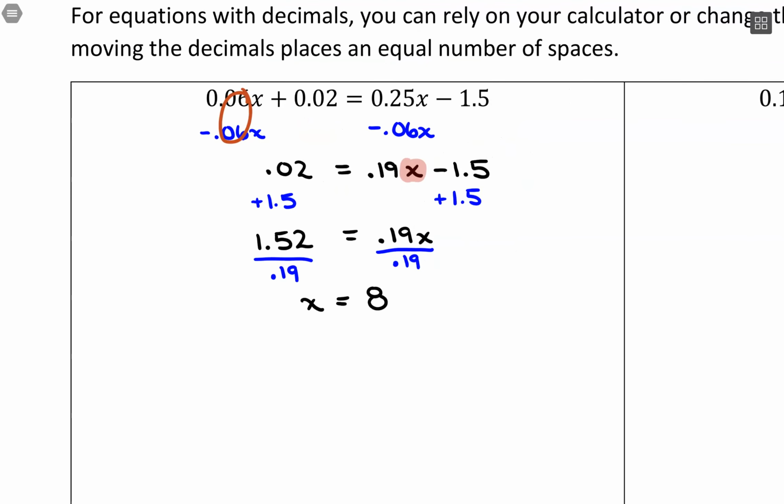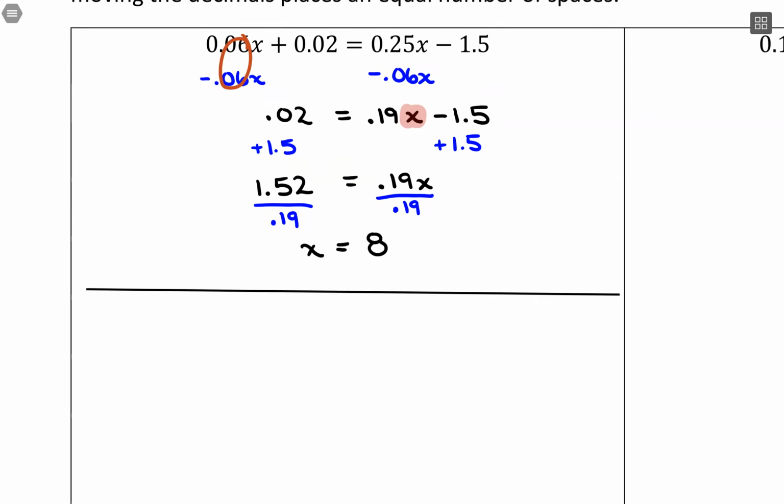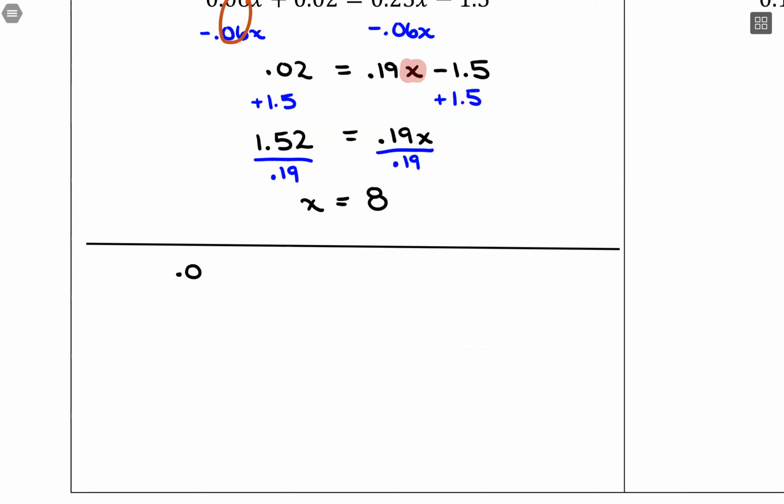So it's the same method, same process, you just will need to rely on a calculator a little bit more to get those values out. Now, the other way to go about this, if I just copy my problem down there, 0.06x plus 0.02 equals 0.25x minus 1.5.